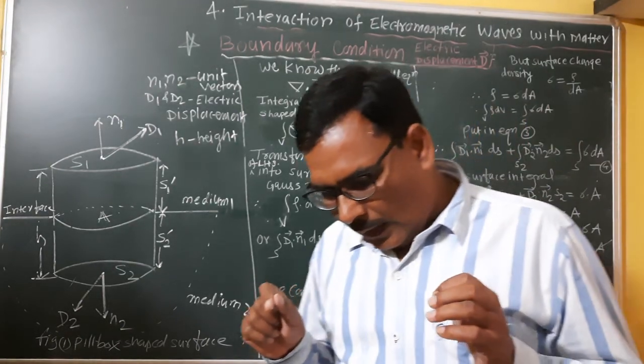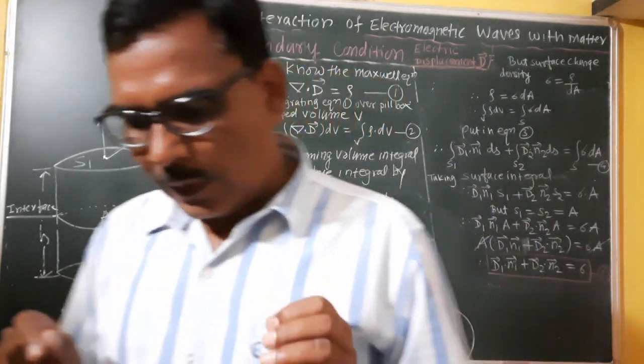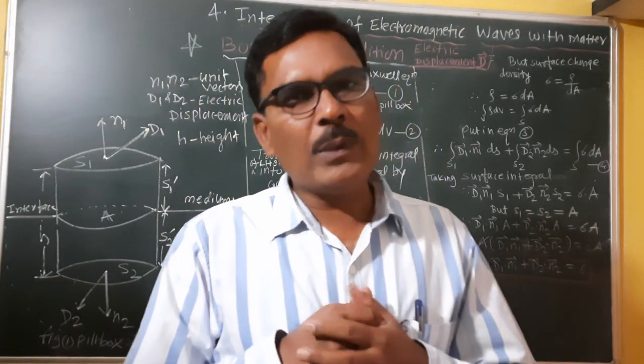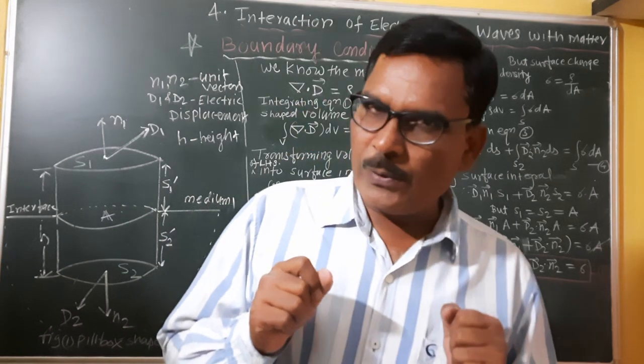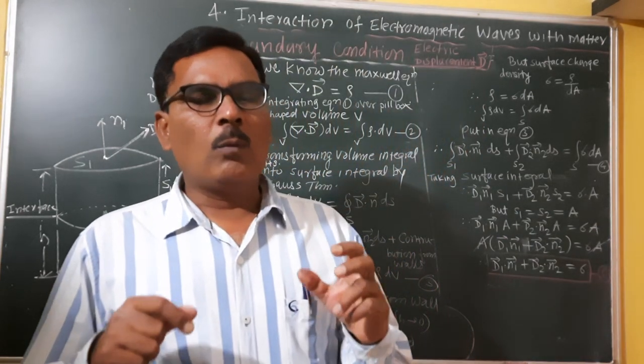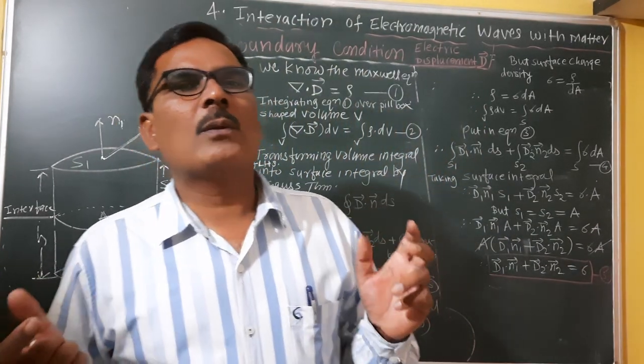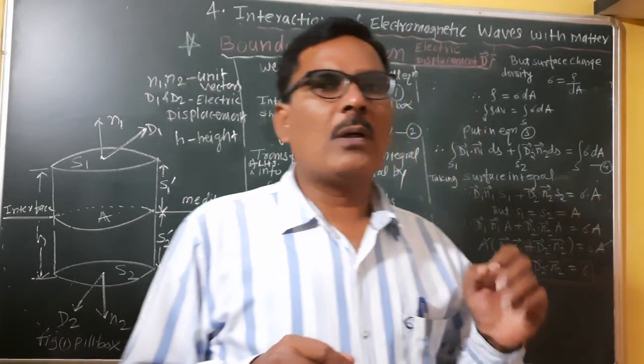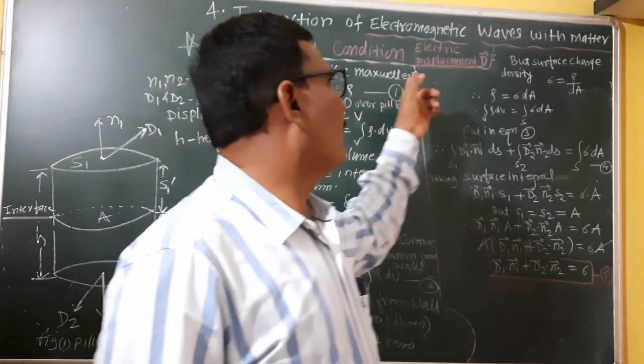So, in the last lecture, we studied a very important boundary condition, that is the boundary condition for the magnetic induction B bar. In today's lecture, we are going to discuss one more important question that may be asked, that is, derive an expression for the boundary condition for the electric displacement vector D bar.